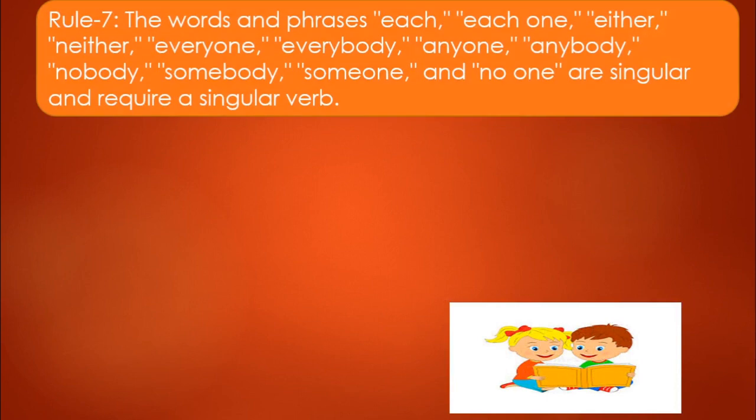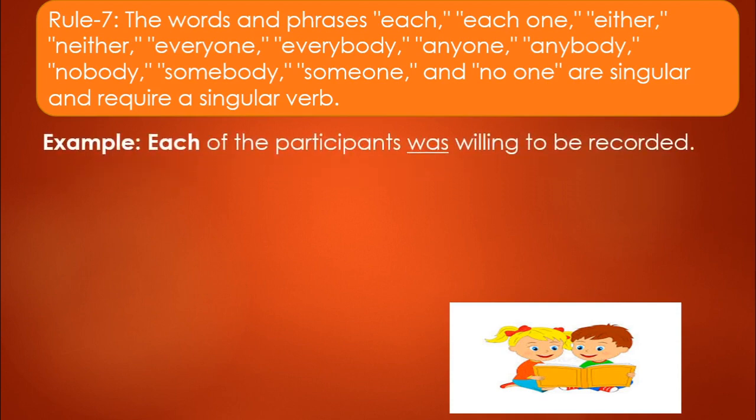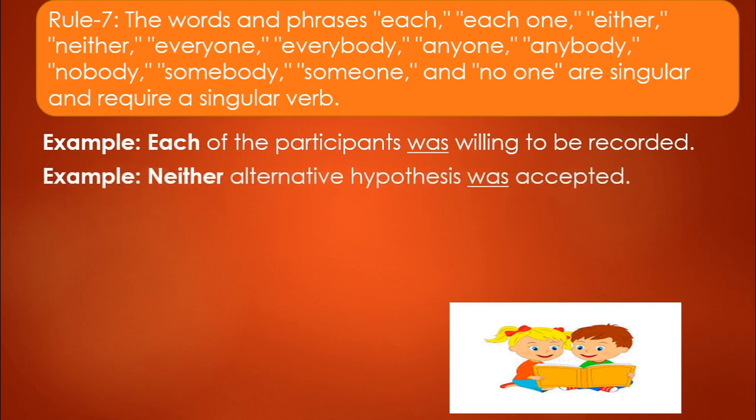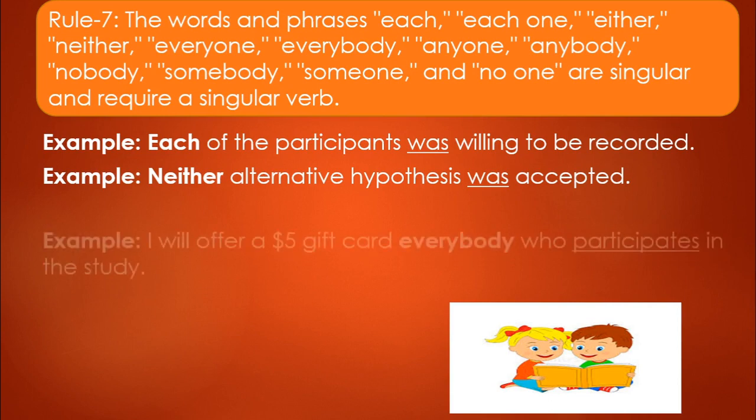Rule number 7. The words and phrases each one, either, neither, everyone, everybody, anyone, anybody, nobody, somebody, someone, and no one are singular and require a singular verb. For example, each of the participants was willing to be recorded. So each is singular here, so that we have used a singular verb was here. Neither alternative hypothesis was accepted. So here neither is considered as singular in number, so that we have used a singular verb was here.